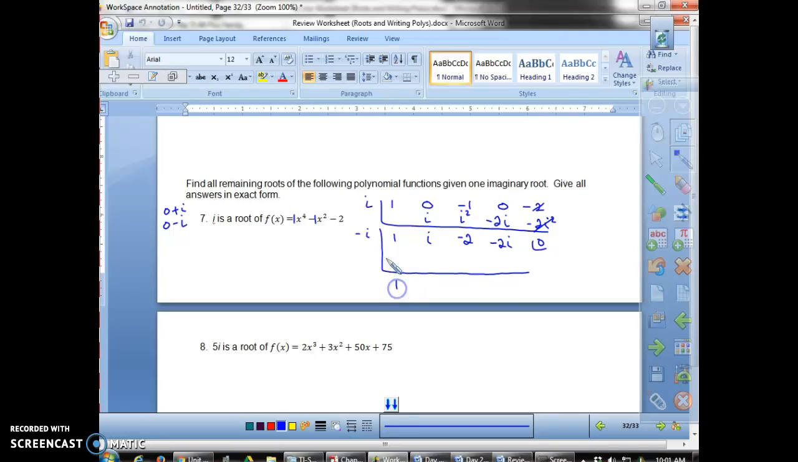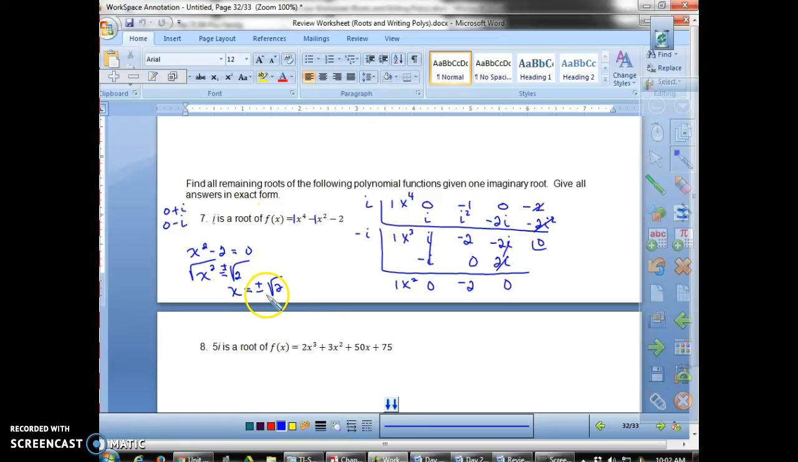Bring down your 1. 1 times negative i is negative i. These cancel. 0 times anything is 0. Add. Here I get a positive 2i. They cancel, giving me 0. This is x to the 4th, x to the 3rd, x squared minus 2. So I'm going to solve x squared minus 2, add 2 to both sides, square root both sides. x is plus and minus square root of 2, and that will not simplify.